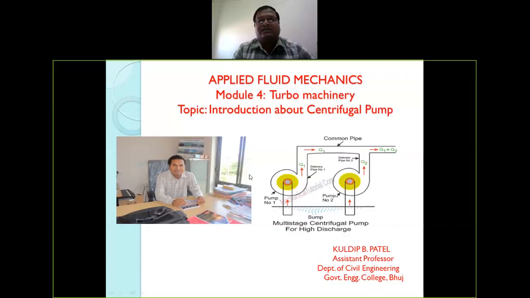Today we will discuss an introduction about centrifugal pump, and the subject is applied fluid mechanics as per the G2 syllabus. It comes under module number 4, turbo machinery, and our topic is introduction about centrifugal pump.